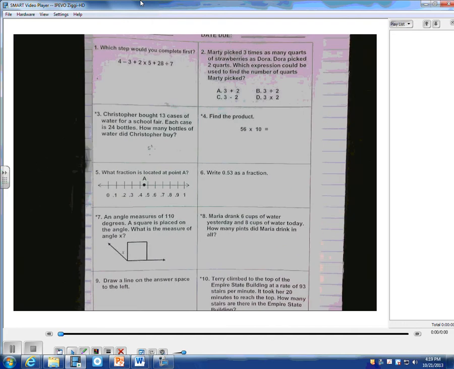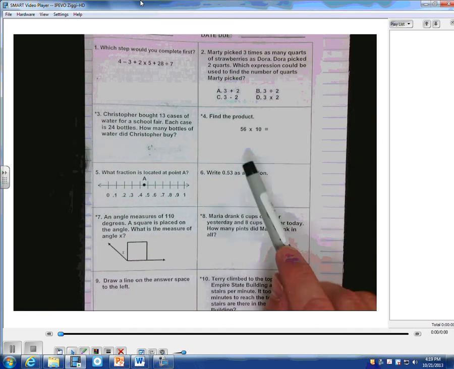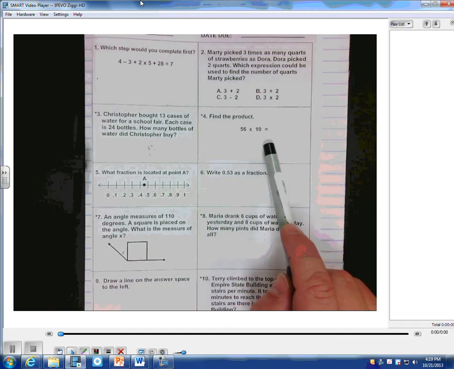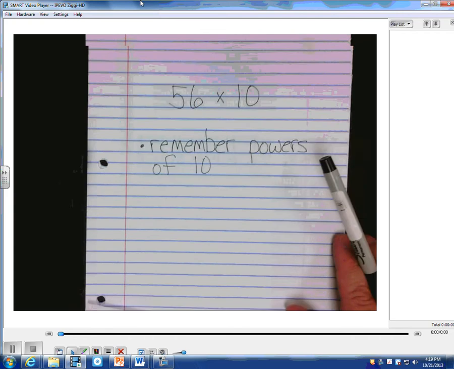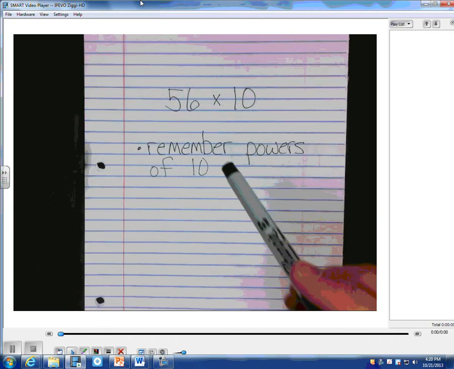Number 4, it says find the product. Product is the answer to a multiplication problem. Obviously, it says 56 times 10 equals. So let's look at this one. We don't have to do a long division problem for this.